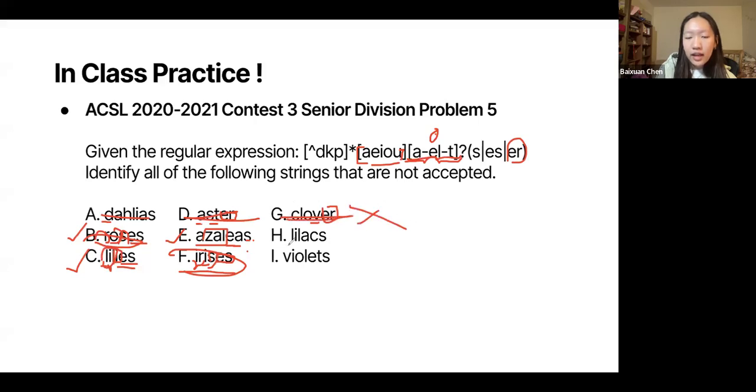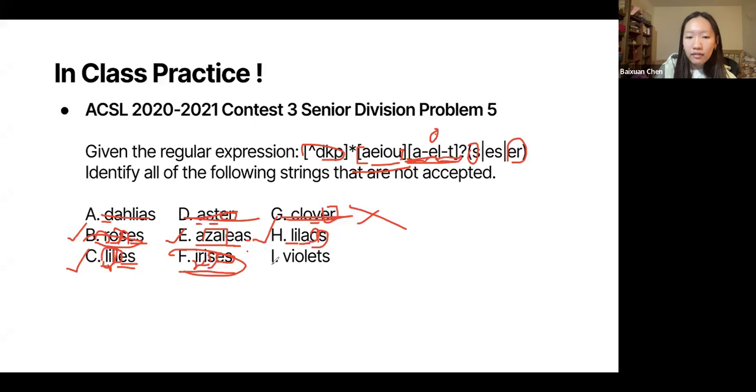And then next we have lilacs. So the S will go here in the expression. And C is in between A through E and L through T, so that works. It would be the 1 part of the question mark. And then we have an A, which is accepted by this part. And then L, I, and L are all not D, K, and P, so they would all go into this part of the expression. So H works, lilacs works.